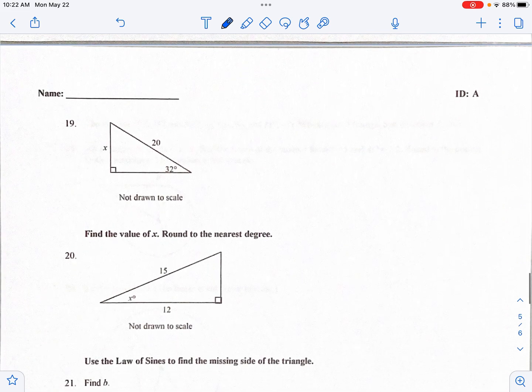Number 19 is very similar. Again, here's my angle. This time 20 is the hypotenuse, and x is across from the 32, so it would be the opposite. So that means this one's going to be sine. So the sine of 32 is the opposite over the hypotenuse. So kind of like the last one, and I'm going to need to multiply both sides times 20. So I'm going to do 20 times the sine of 32 is 10.6. So x would be 10.6.